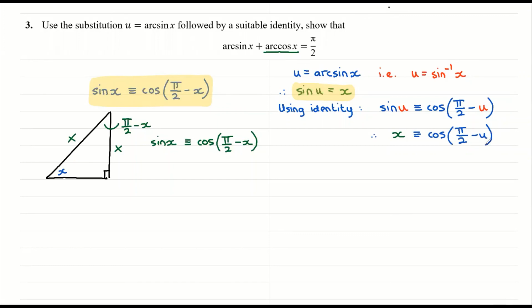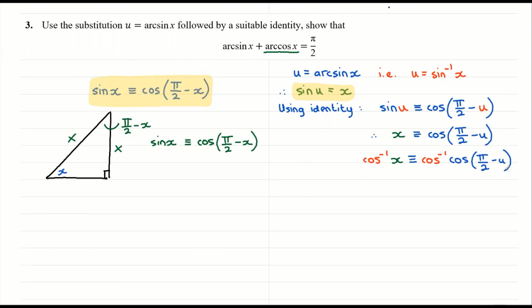We still don't have an arccos, but if I apply the inverse cosine function to both sides of this, the arccos will reveal itself. So we're going to have cos to the negative 1 of x is identical to cos to the negative 1, so it's applying that function to both sides of this identity, of the cosine of pi over 2 subtract u. I'm using the cos to negative 1 so you can see clearly that it's an inverse function.